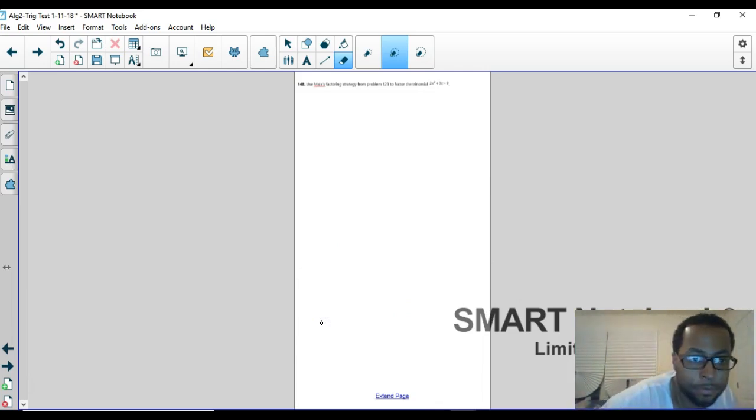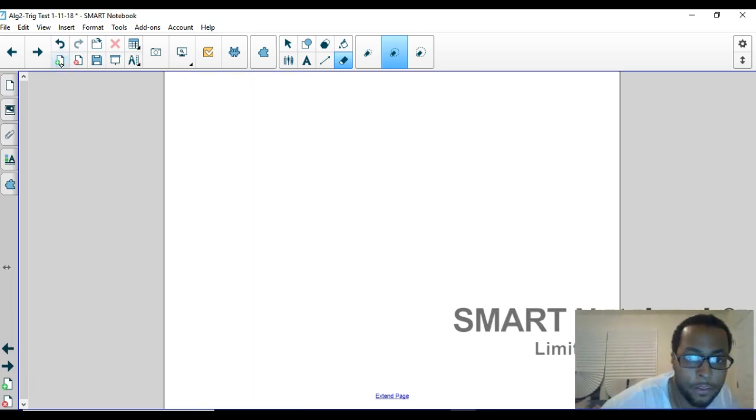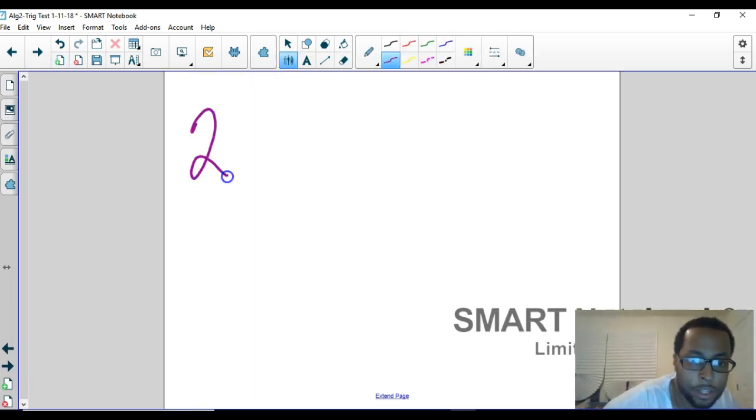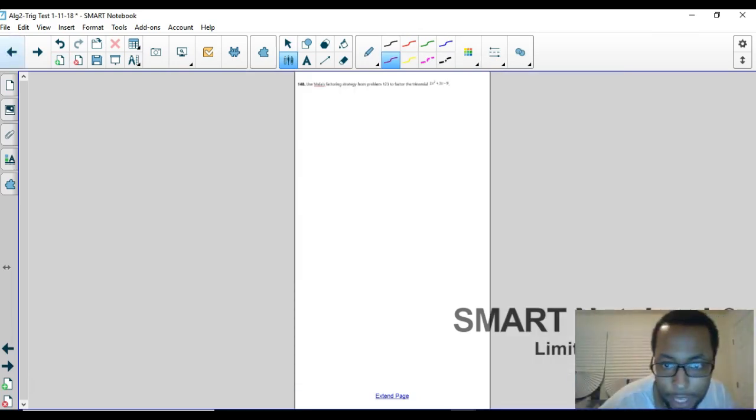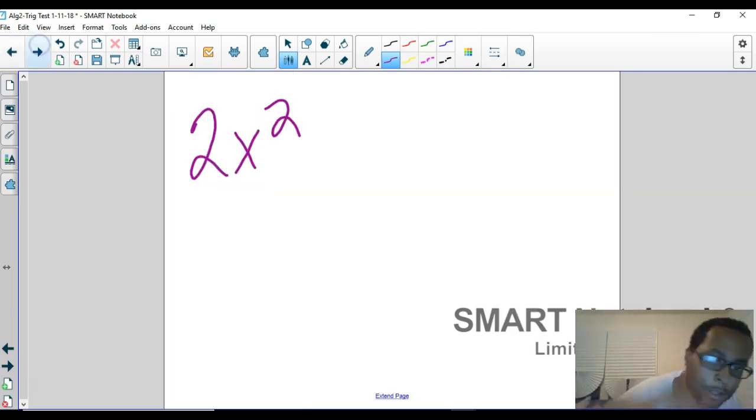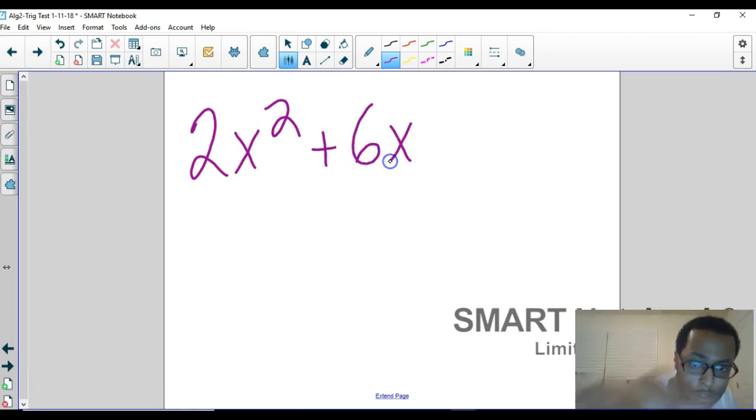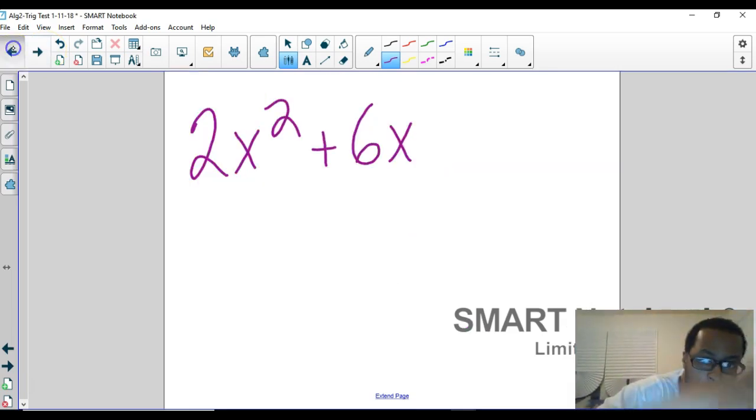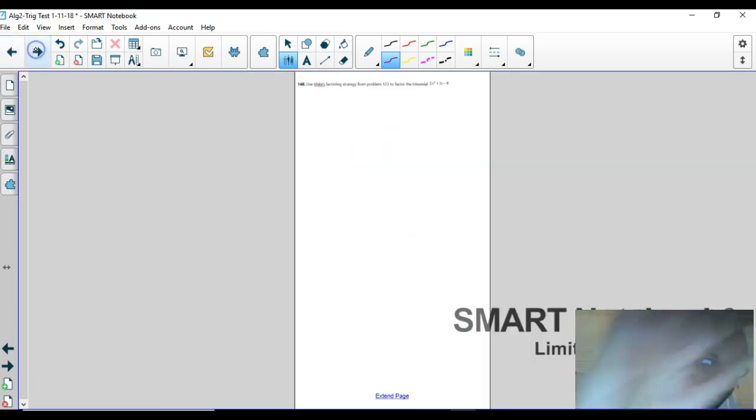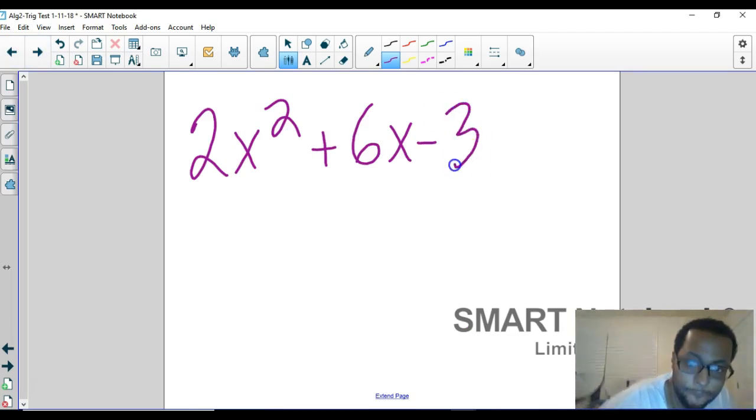So I have my 2x squared. I'm going to replace my 3x with my two numbers. So my two numbers are going to be plus 6x, and my second number is going to be minus 3x. And then I have my minus 9.